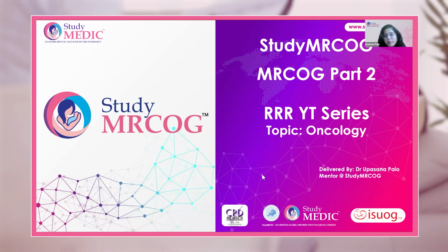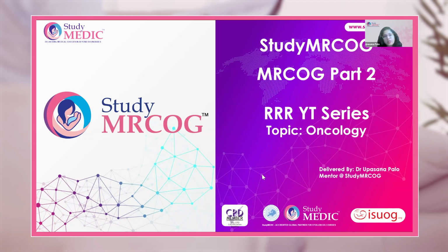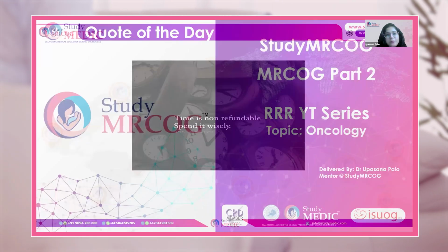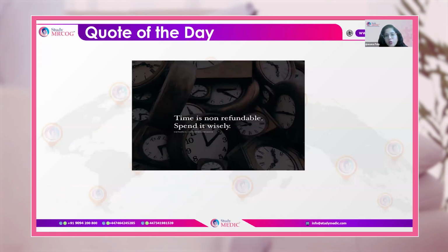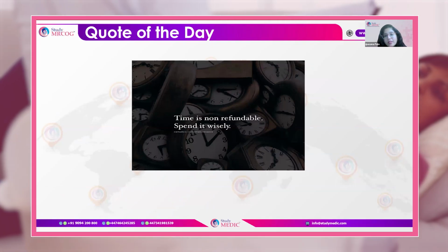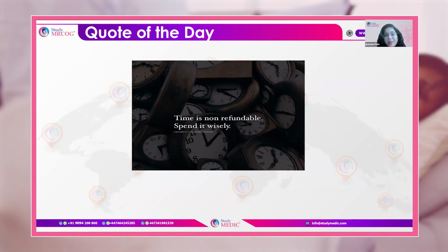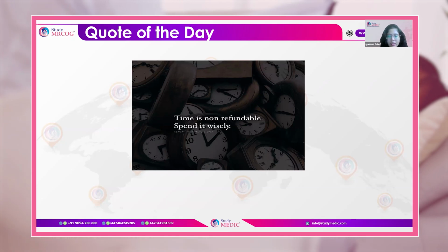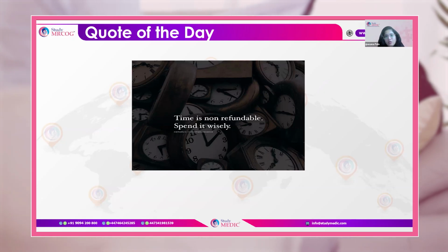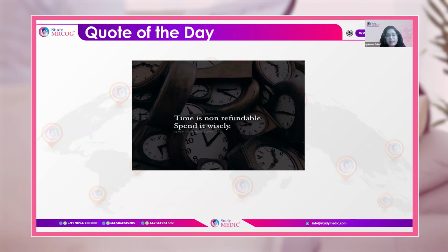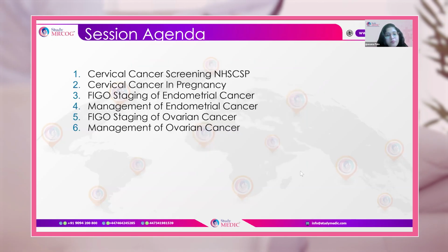As many of you know, I'm a mentor at Study MRCOG and I'm a gynecologic oncologist. Let us start with a quote: time is non-refundable, so please spend it wisely. Each and every minute actually counts, and we are able to realize that more so before the exams.